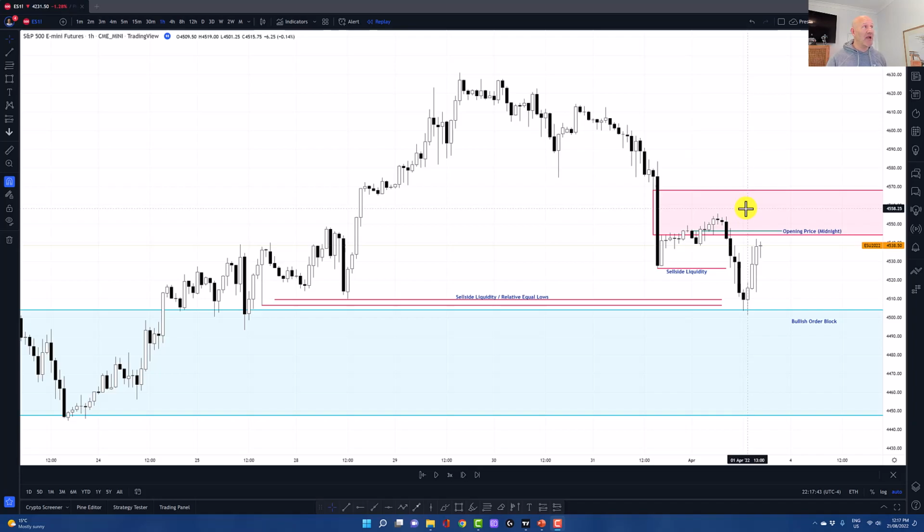And so as we look at our 1 hour chart, our first target would be this sell side liquidity just here. And then our next targets are going to be the sell side liquidity, relative equal lows down here, and then finally our bullish order block down here. The other thing that's worth noting, you can see the imbalance that was created here from the previous session.